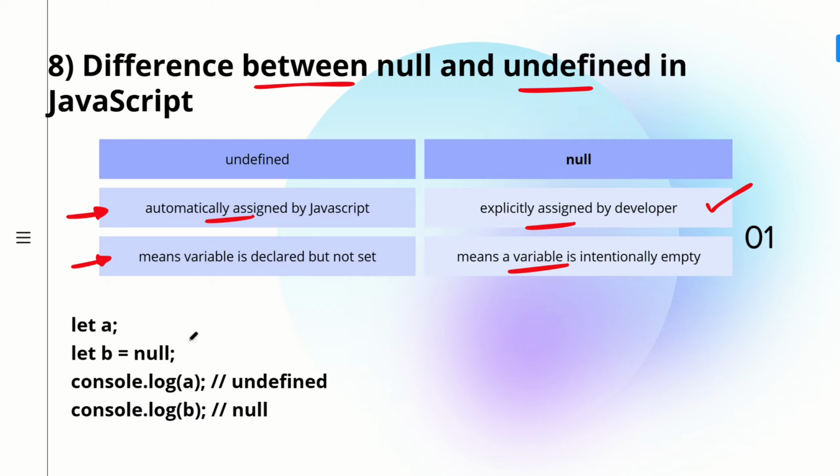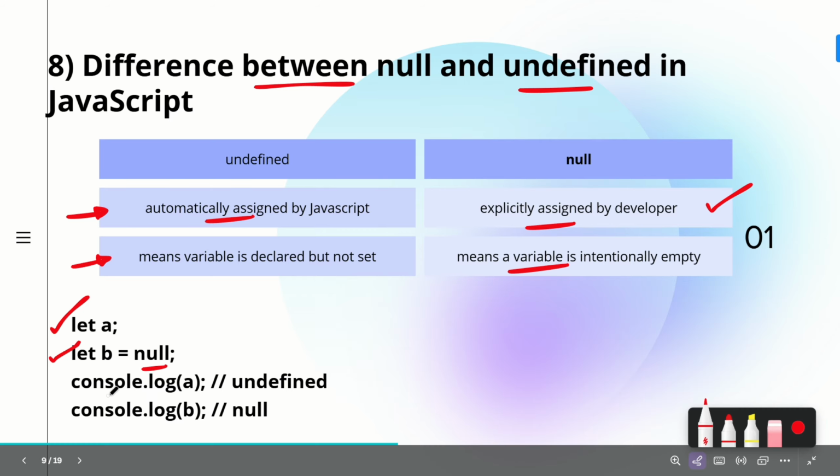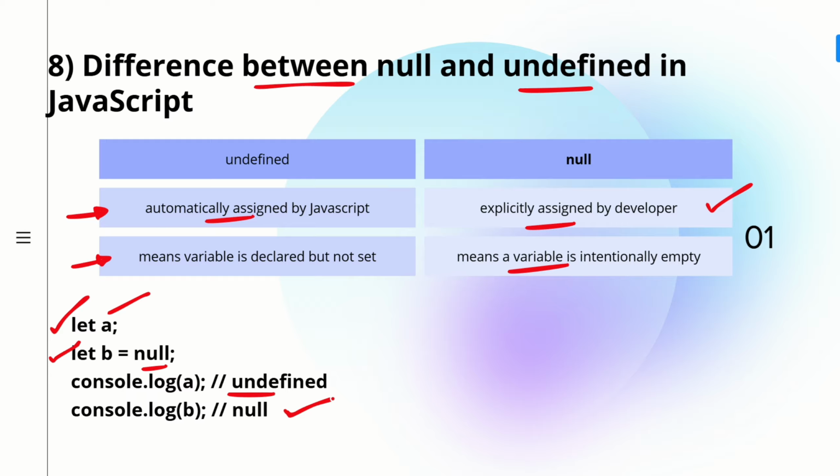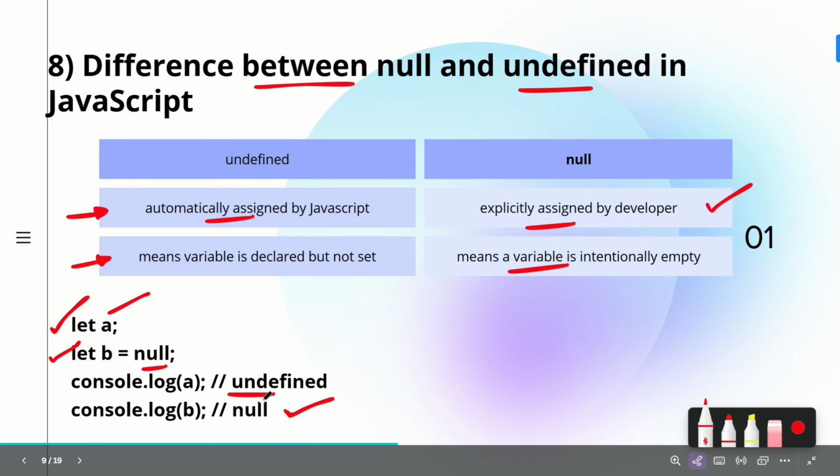And in the code example, you can see we have just declared a variable a, we did not give it any value. Then we have one more variable, let b, and we have intentionally assigned the value as null. Then when you write console.log of a, since it was just declared and not set any value, JavaScript is going to automatically assign undefined as the value to this variable. Whereas if you write console.log of b, it is going to give you the value null, because this is what you intentionally assigned. So you are explicitly assigning this value, that it is going to be empty, it is not going to store anything.